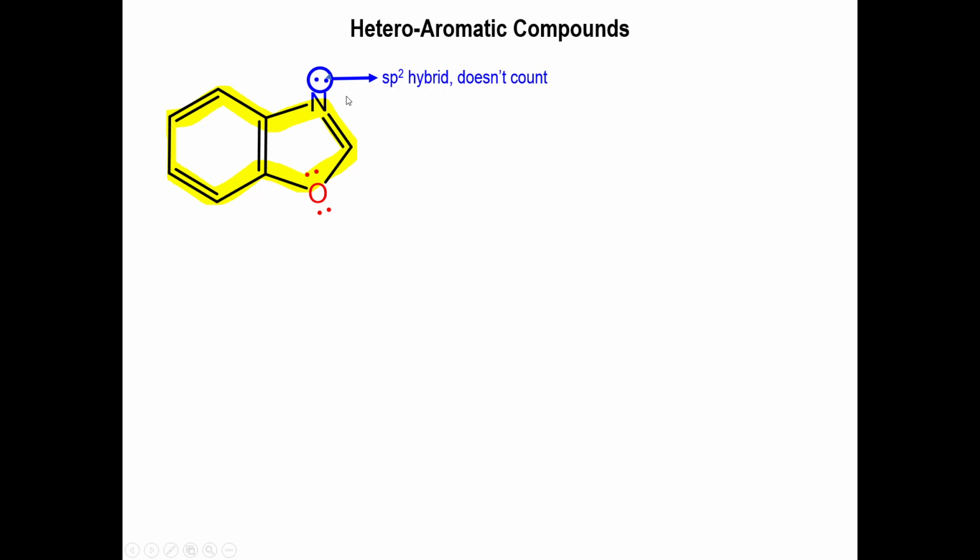Now, on the other hand, the oxygen right here is sp3 hybridized. So one of those lone pairs is going to be orthogonal to the pi system, but the other lone pair right here will be totally parallel to the system. So we're going to count two electrons as part of the pi system when we do the full count.